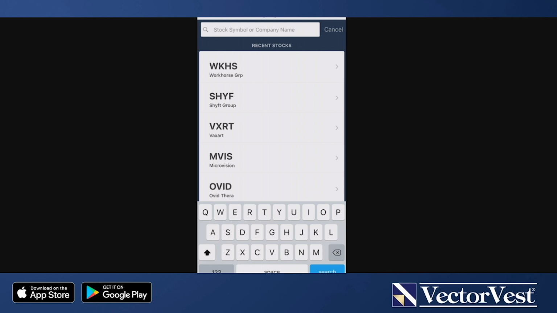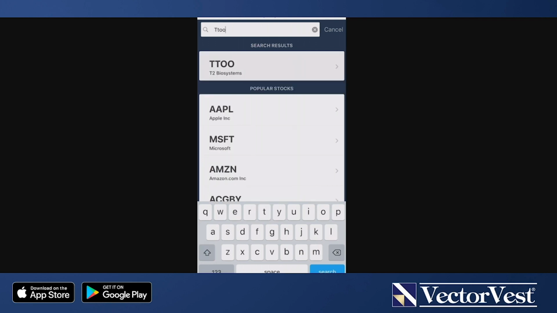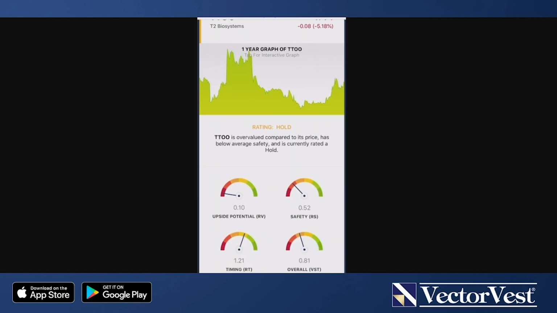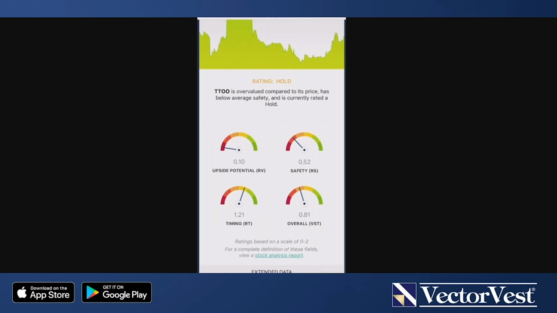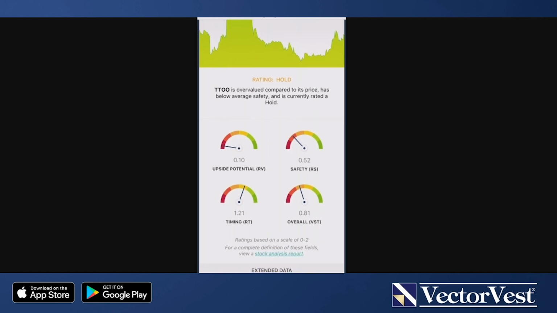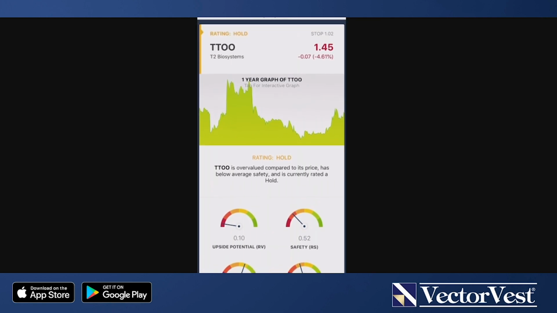Let's see. TTOO, sure. So once again, a speculative trade, $1.44 a share, tells us this stock has no real decent fundamentals to back up a higher price point. Therefore, it has poor long-term potential, a lot of risk associated with it. Timing, yeah, it's in an uptrend, but not enough to outweigh the additional risk and the poor potential in it. So therefore, the stock is still not favorable right now.